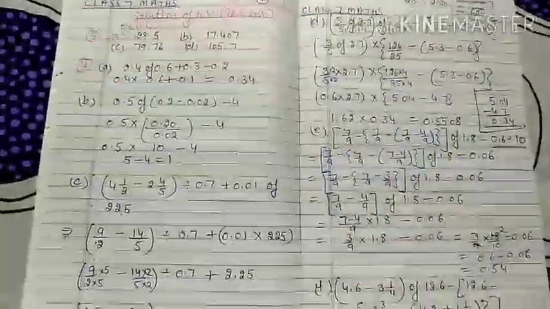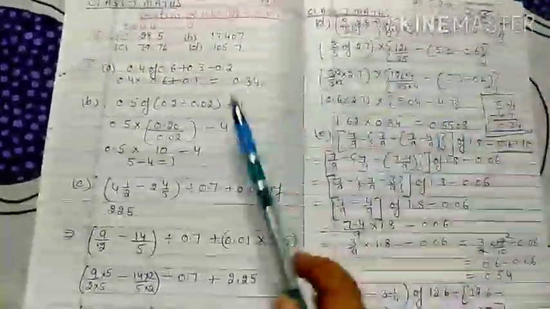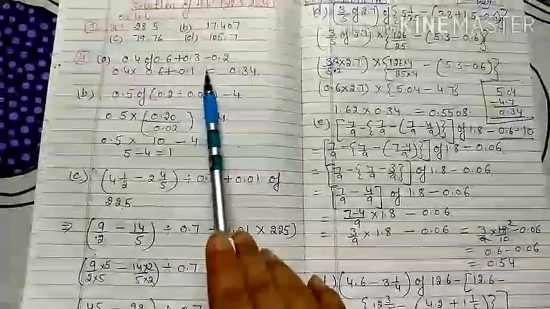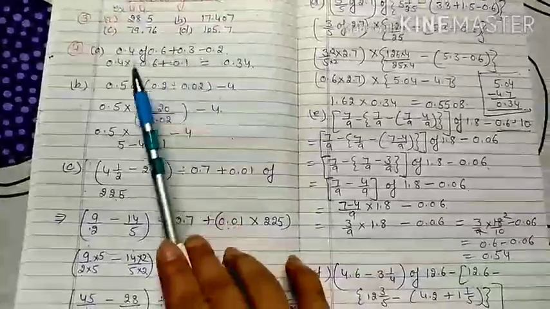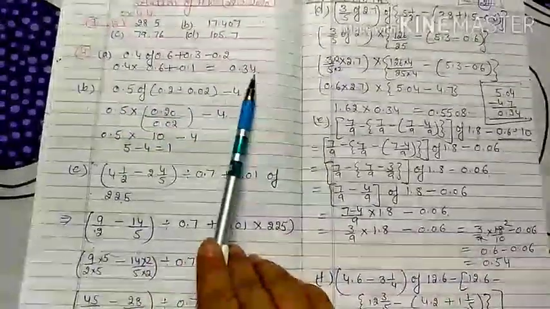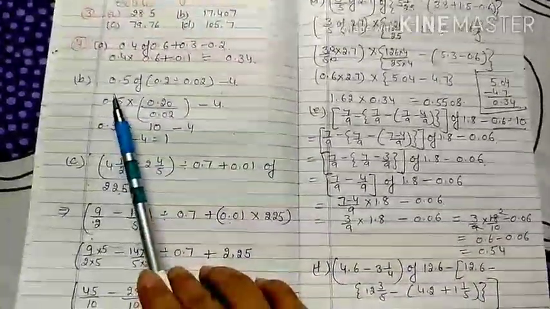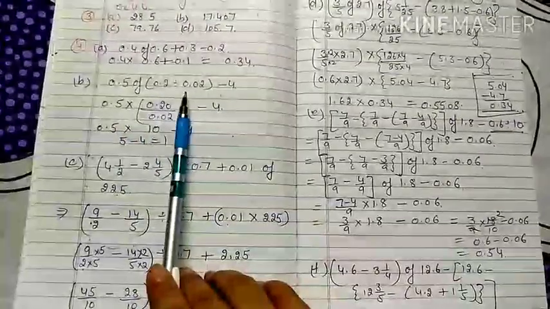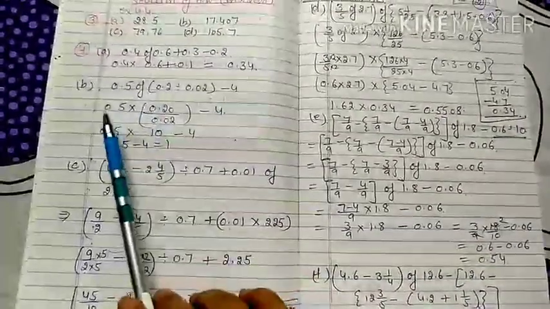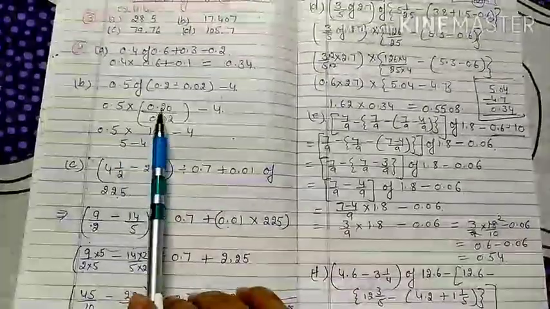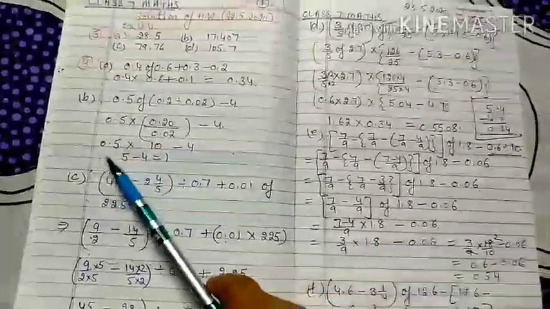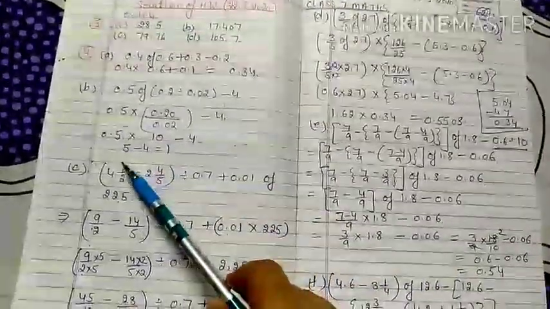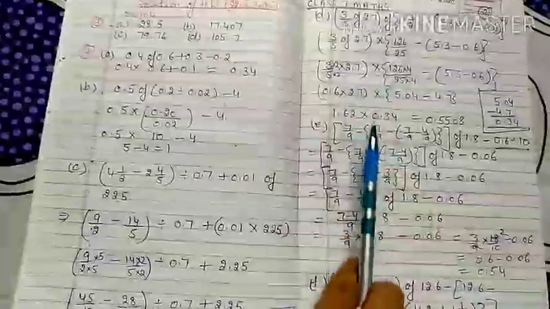Now your fourth question, you have to go with the simplification. 0.4 of 0.6 plus 0.3 minus 0.2. We subtract this one, of changes to multiply, that gives me 0.34. Next B part, 0.5 of 0.2 divided by 0.02 minus 4. 0.5 into 0.20, divided by 0.02. When you divide this one, that gives you 10. 0.5 into 10 minus 4. Then 5 minus 4 gives me 1.